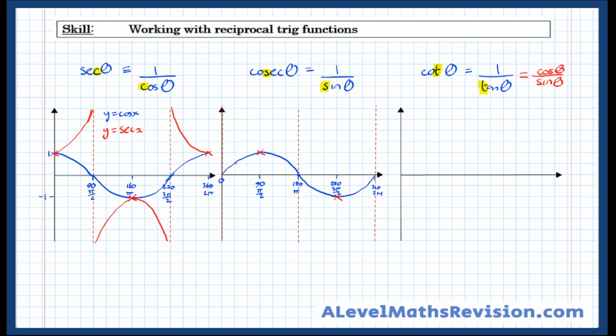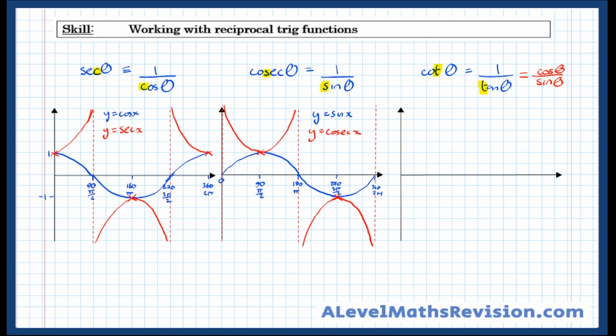And then this is approaching from the positive direction. So 1 over a tiny positive number is a massively positive number. So it's going to look like that, the cosec graph. And same logic applies for that there. So in blue, we have y equals sine x, and in red, y equals cosec x.